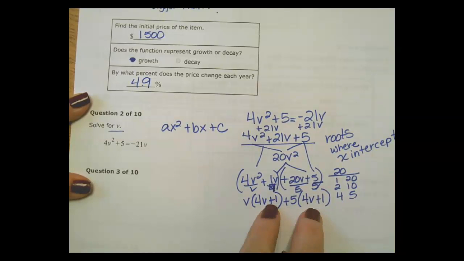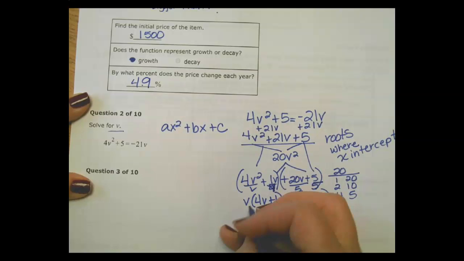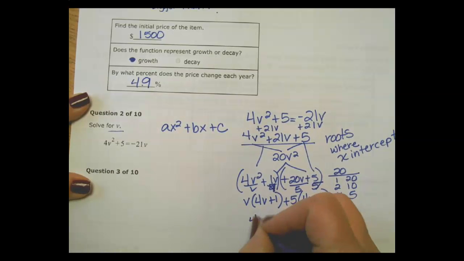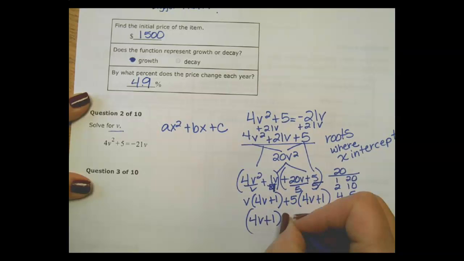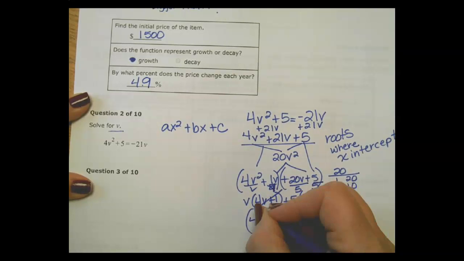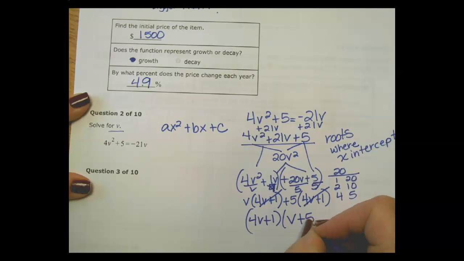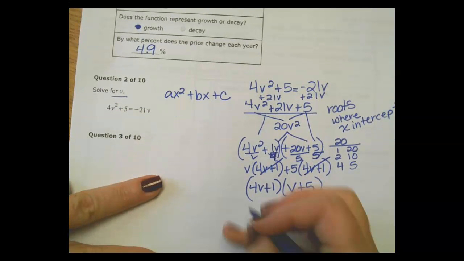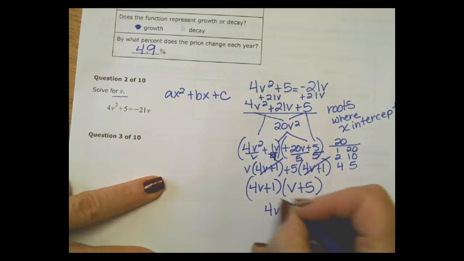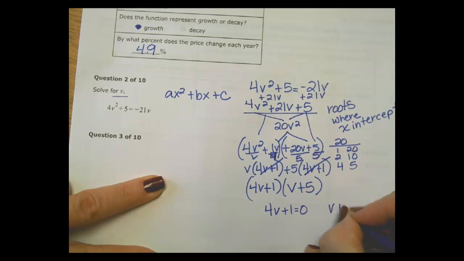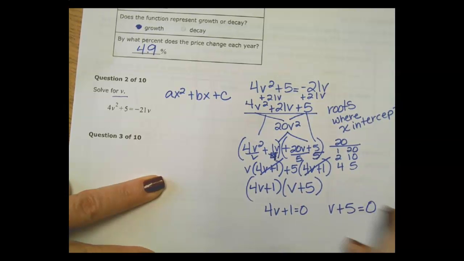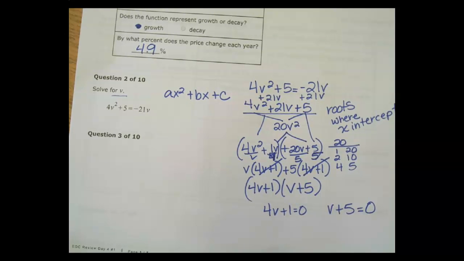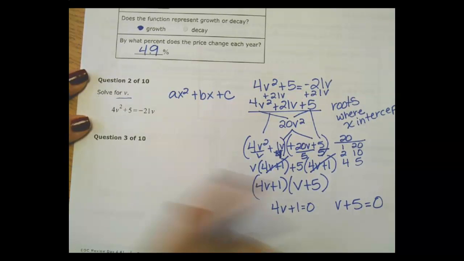Again, these two should be the same. If not, you've made a mistake. I am going to take out the 4v plus 1, and then what's left over? V plus 5. Now, these are called the factors. If they want the roots, you'd set these both equal to 0 and solve for v.